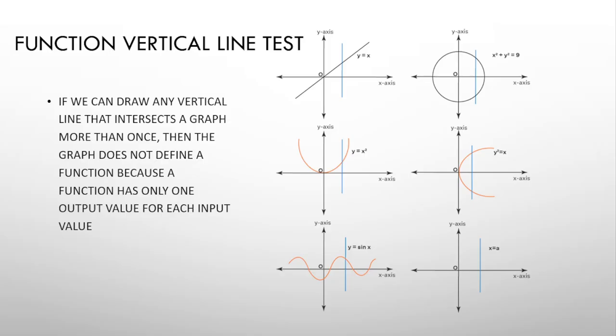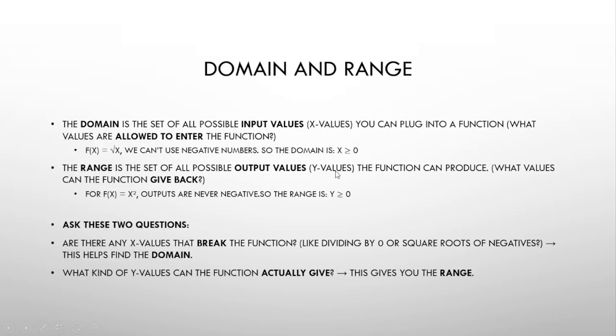But we talked a lot about the inputs, the x-axis, and the outputs. What do we call them in mathematics? Domain and range. The domain is the set of all possible input values. A fancy way of saying what can I plug into this function without breaking it. Think of a domain like a bouncer at a club. If a value isn't allowed in, maybe because it causes division by 0 or a negative under a square root, it's not part of the domain.